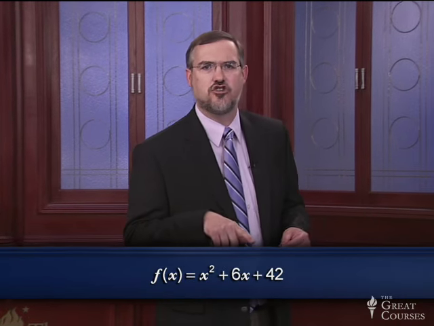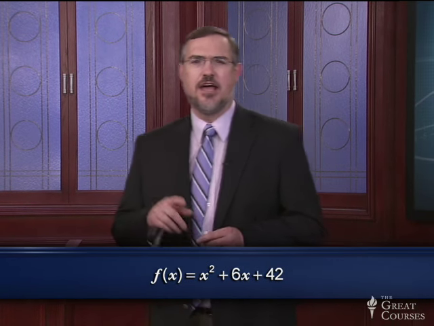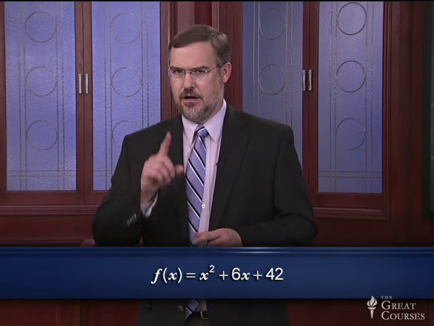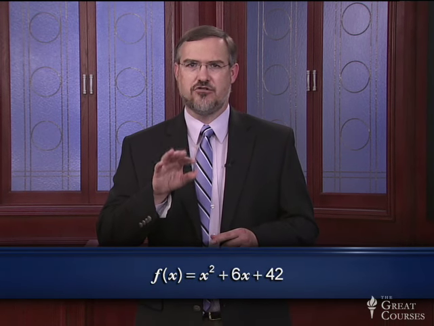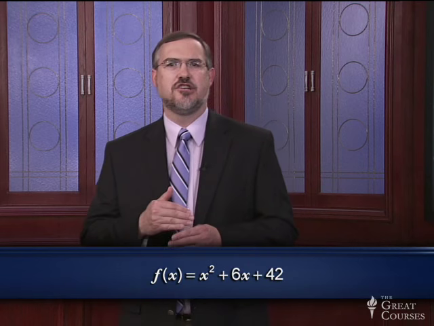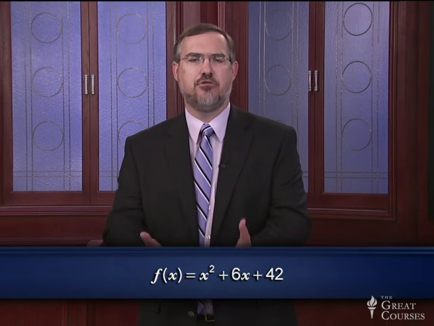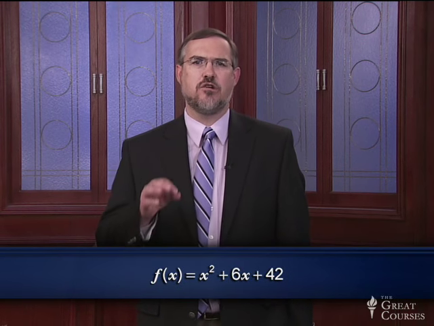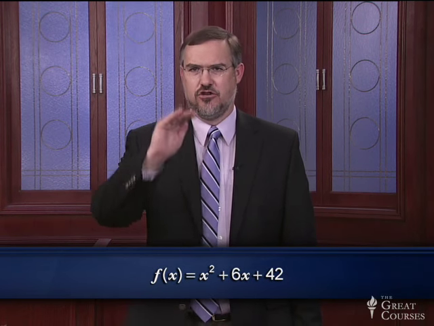I want us to determine the smallest value of the quadratic function f(x) = x^2 + 6x + 42. So first, let me make sure that we understand what I'm asking for. The question is, what is the smallest output value of this function f(x)? Or I could say it this way, what's the smallest y value of the function f(x)?